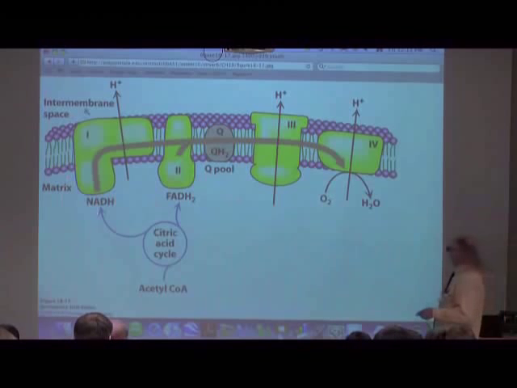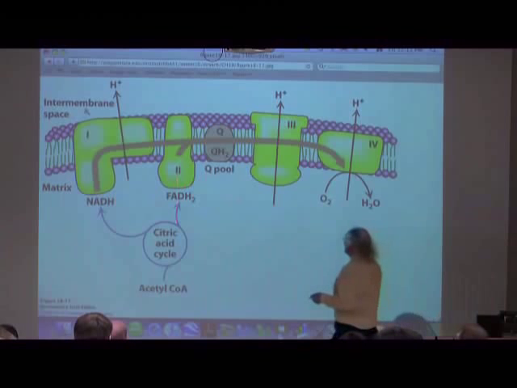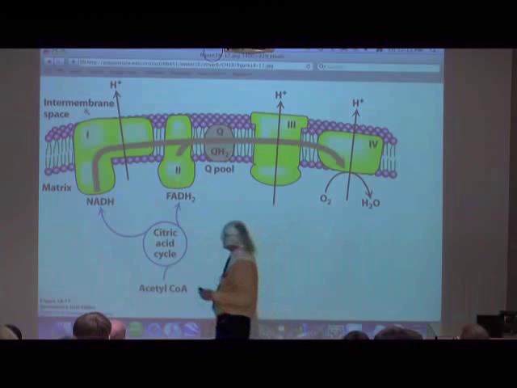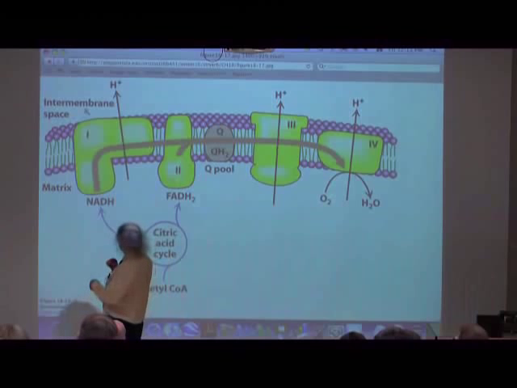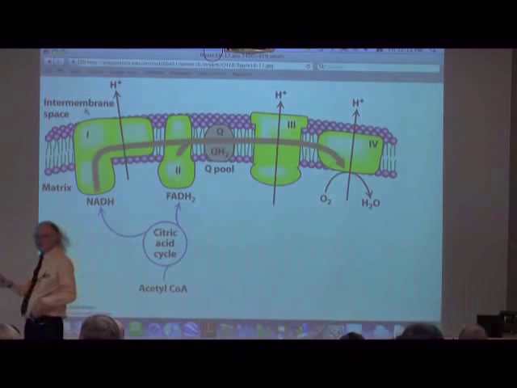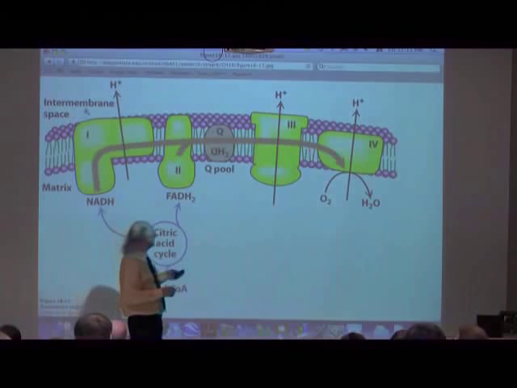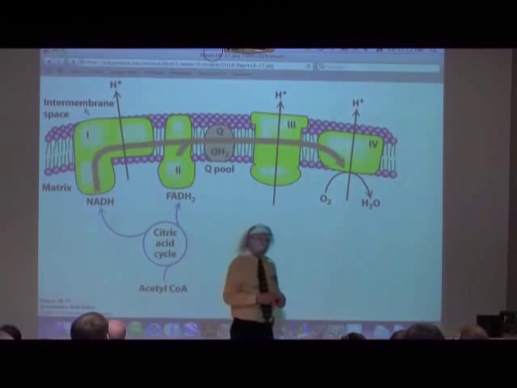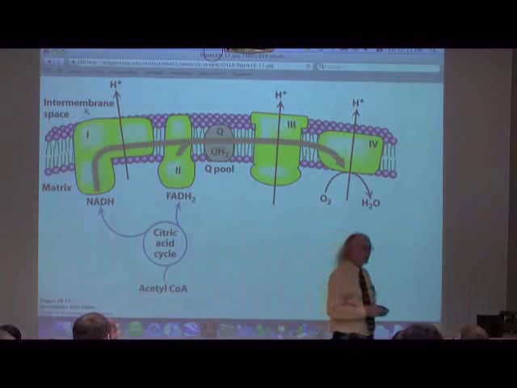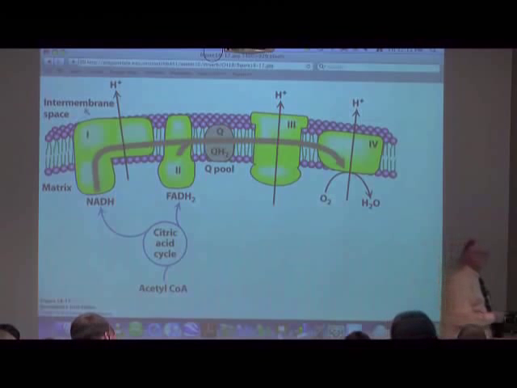Electrons coming from NADH or from FADH2 come in pairs, two electrons. So when NADH dumps off its electrons, it dumps off two electrons. When FADH2 dumps off its electrons, it dumps off two electrons. However, complex 3, cytochrome C, and complex 4 can only handle one electron at a time.